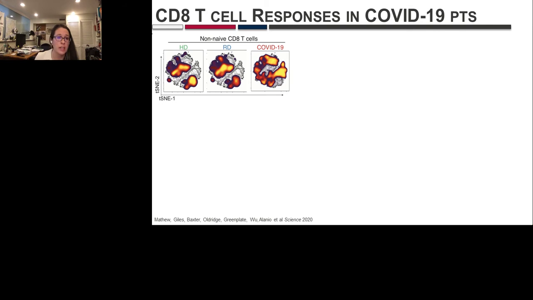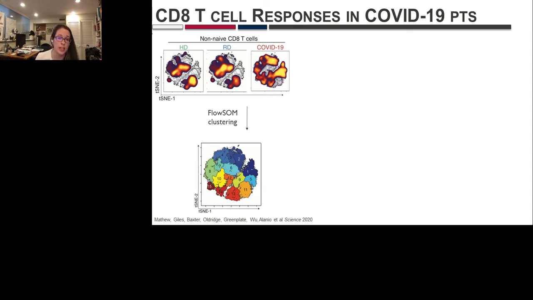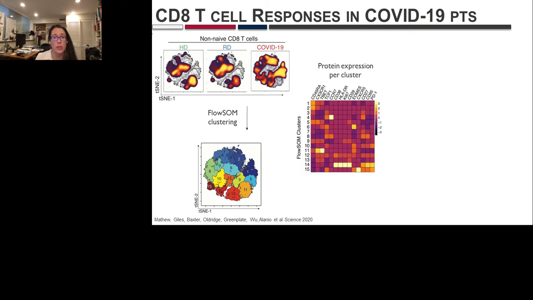Alternatively, you can also see areas of this map where you see high density in the healthy donors and the recovered donors that are essentially lost or absent in the COVID-19 patients. To parse some of these differences, we can then use FlowSOM clustering on the t-SNE axes. To understand what each of these clusters might be doing biologically, and also their cellular identity, we can look at the individual protein expression for these various markers in our flow cytometry panel.